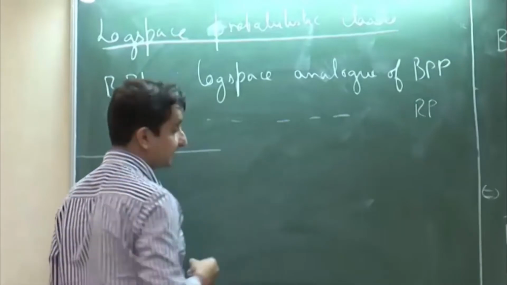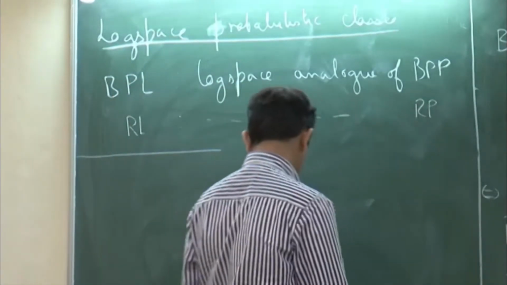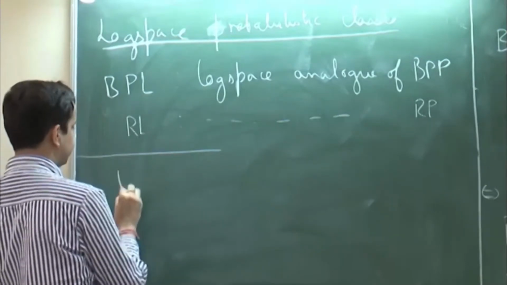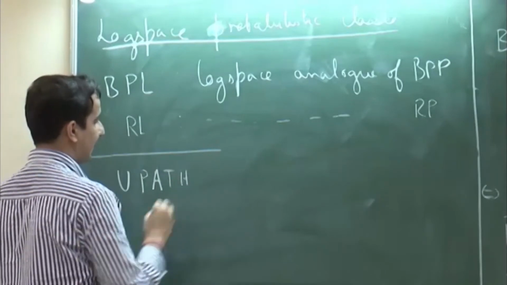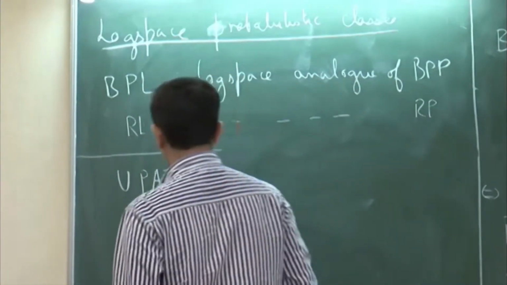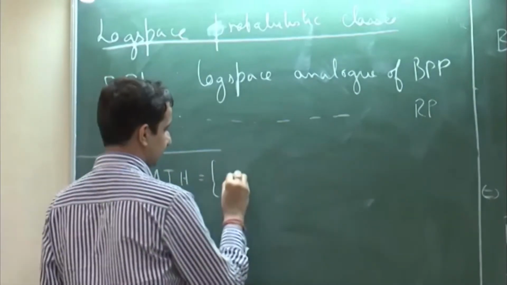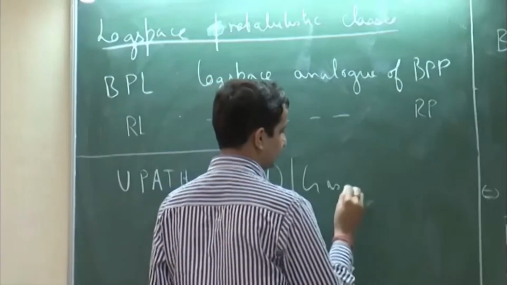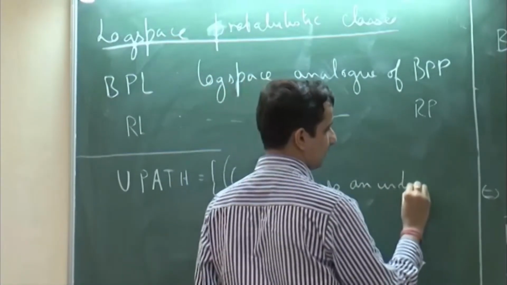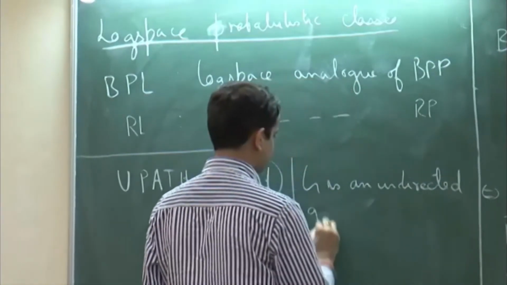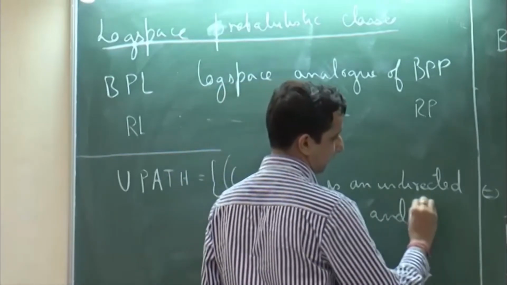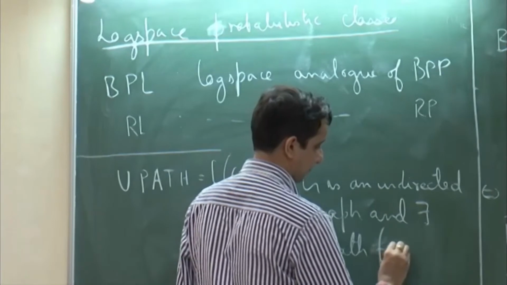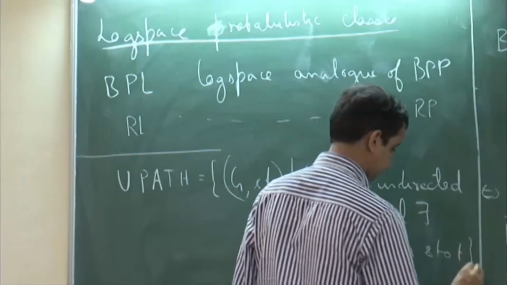There is one very interesting problem which is contained in this class RL, and that is the problem of undirected reachability in graphs. So recall the path problem that we defined. Similarly, we can define the problem U path. This is: given a graph G and two vertices S and T, where G is an undirected graph, does there exist a path from S to T?